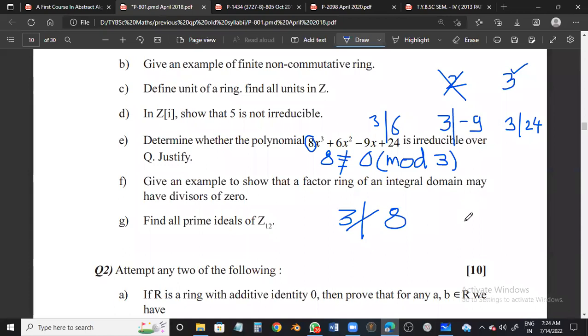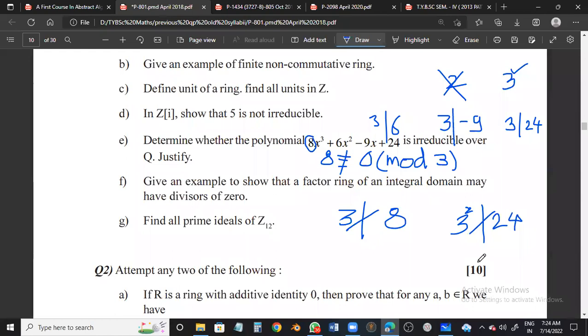Now, one more condition is that 3 square, what is 3 square? 9. Does it divide 24? Can I say like this? 3 square divides 24? No. So it does not divide, and Eisenstein's criterion is fulfilled.